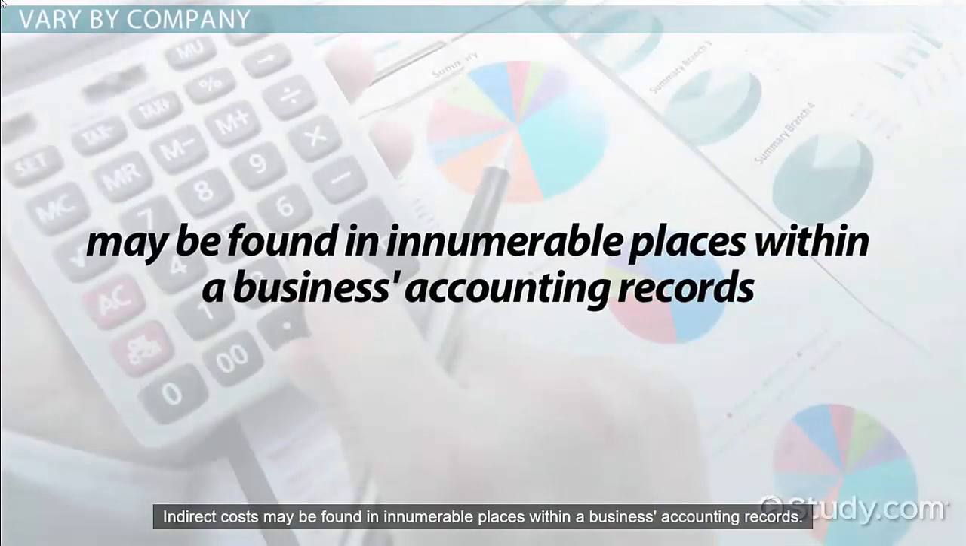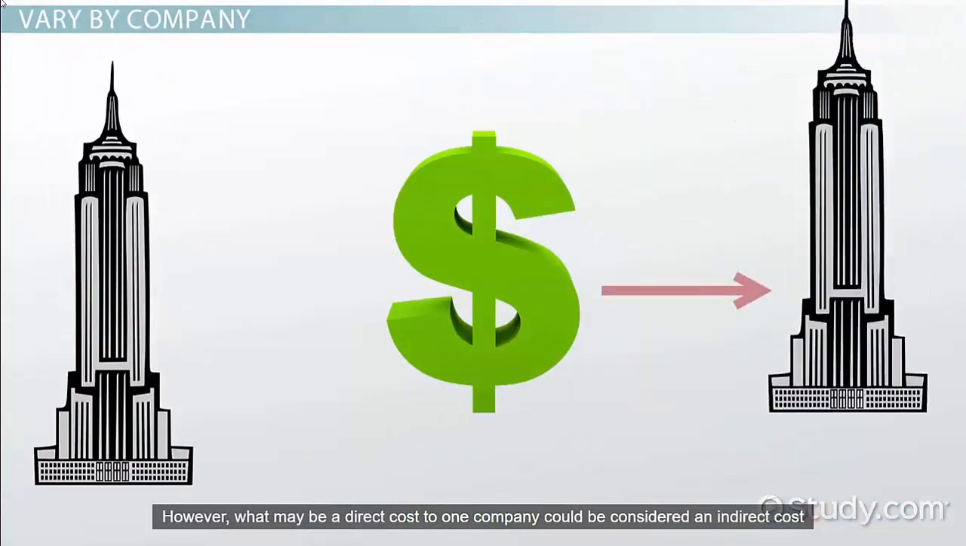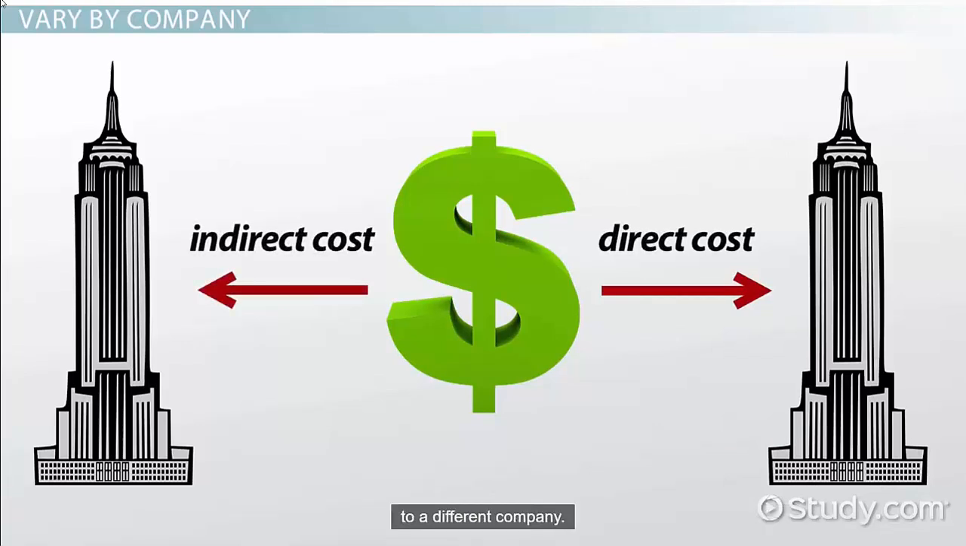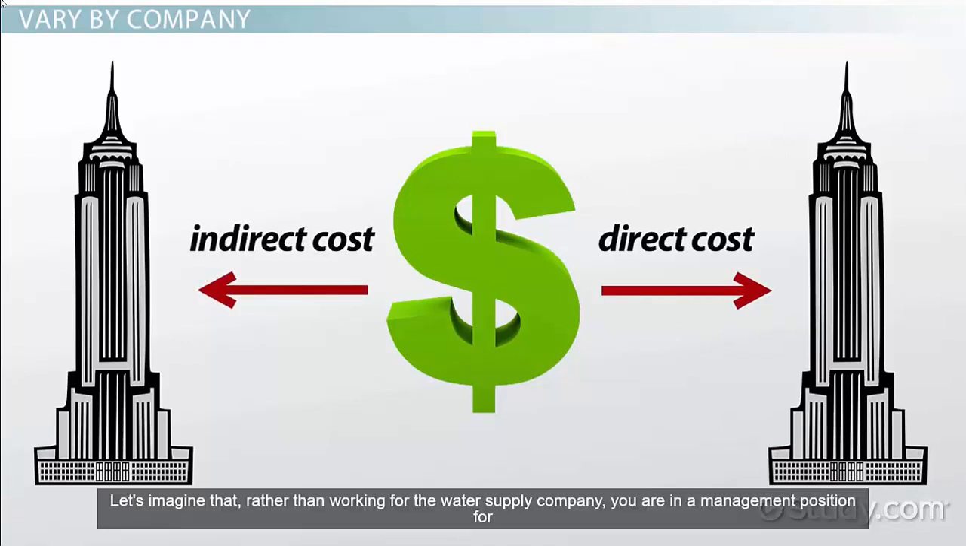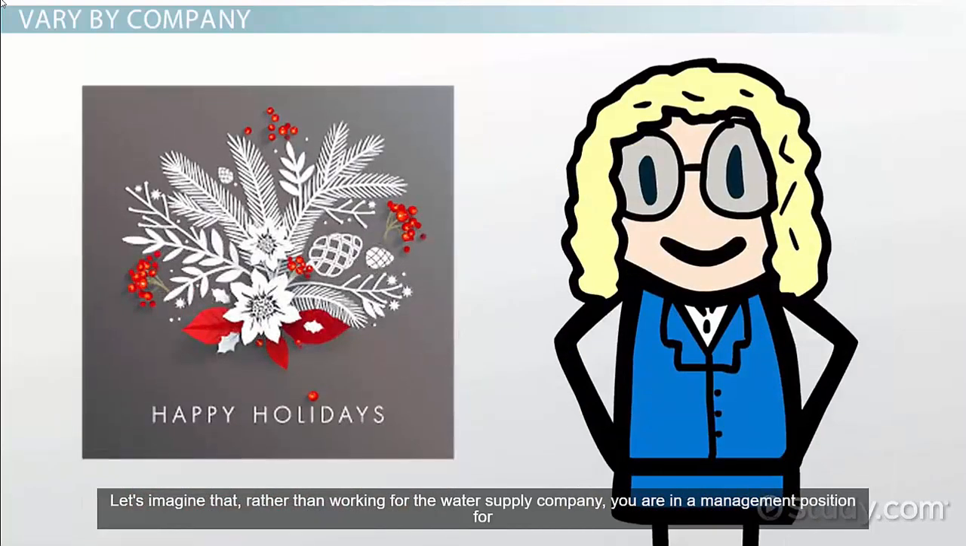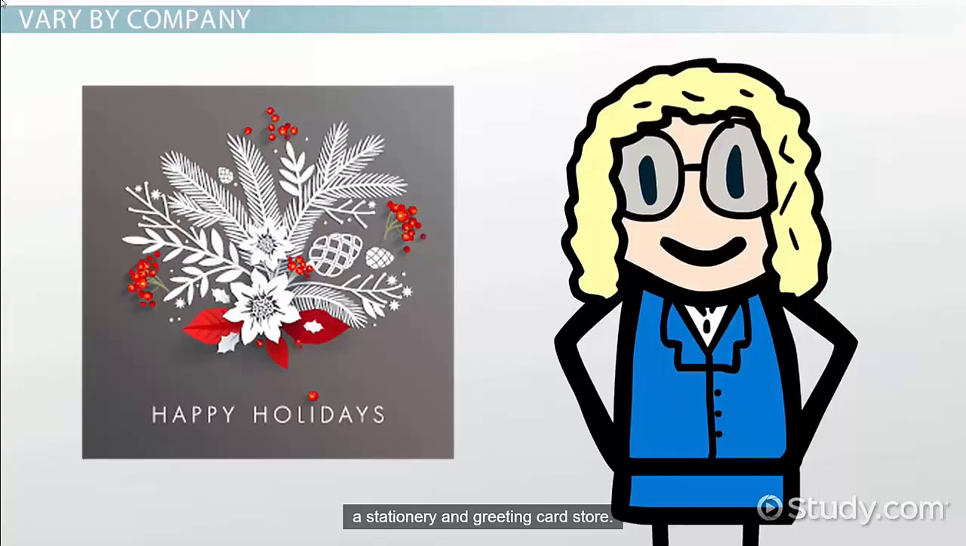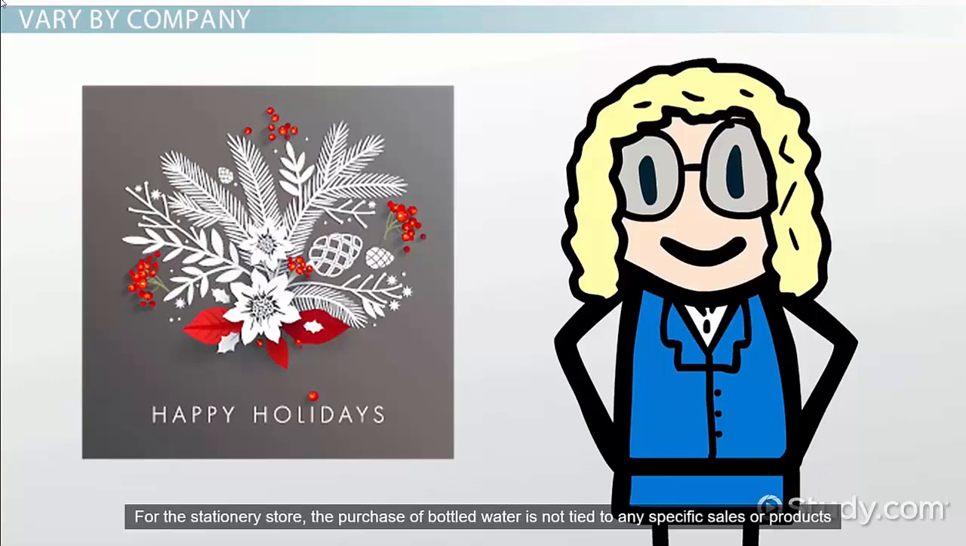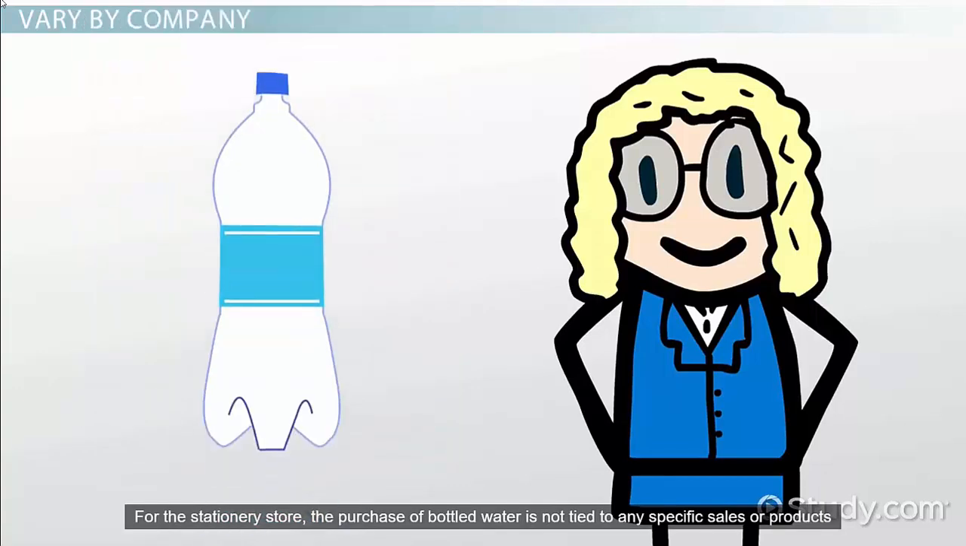Indirect costs may be found in innumerable places within a business's accounting records. However, what may be a direct cost to one company could be considered an indirect cost to a different company. Let's imagine that rather than working for the water supply company, you are in a management position for a stationery and greeting card store. For the stationery store, the purchase of bottled water is not tied to any specific sales or products offered at the store.